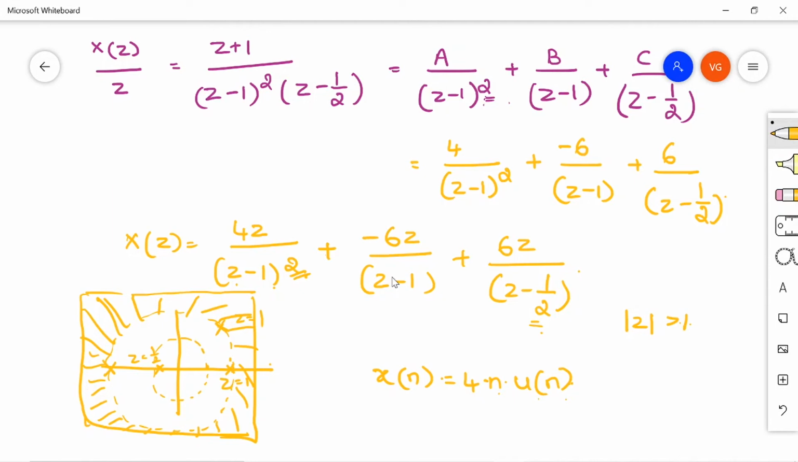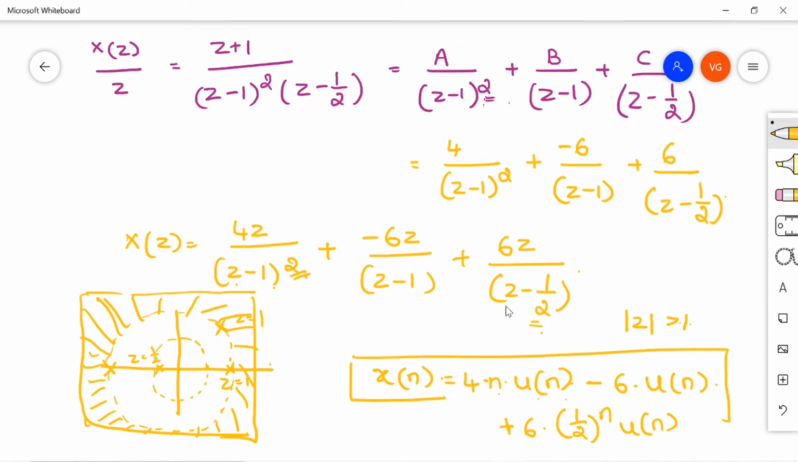It's a ramp function. So minus 6 into z by (z minus a), that is nothing but a power n into u(n). 1 power n is 1, so u(n) is the remaining. Plus 6 into, again, z by (z minus a) form only, because the ROC is lying outside. So again (1 by 2) whole power n into u(n). So this is your required x(n) for the given ROC here.